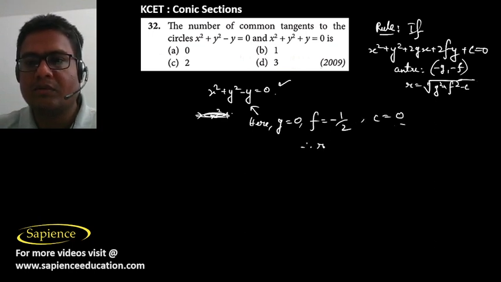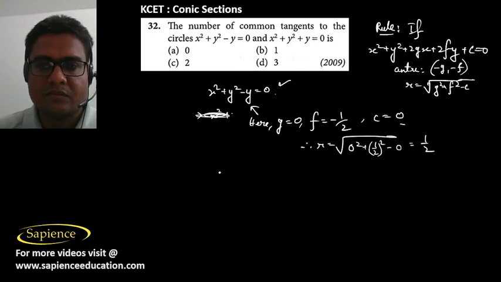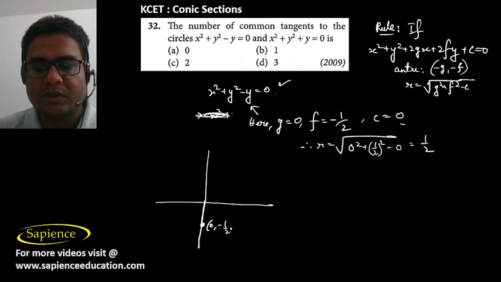So therefore r will be equal to root over 0 square plus half square minus 0. So that is half. The radius is half. So 0 comma minus half, it means somewhere here. 0 comma minus half is the center, and it will pass through the origin since the radius is also half. So the circle will be somewhat like this.